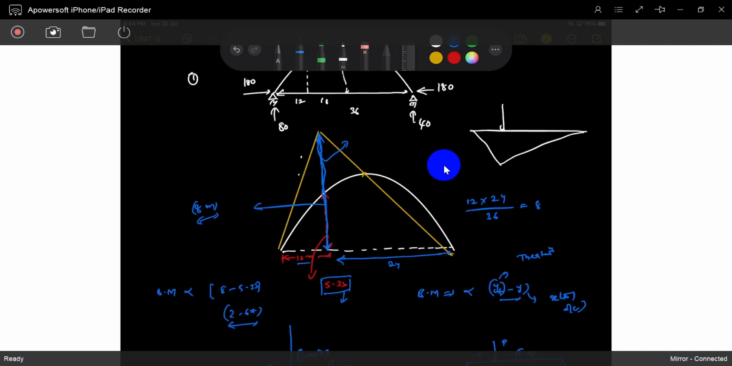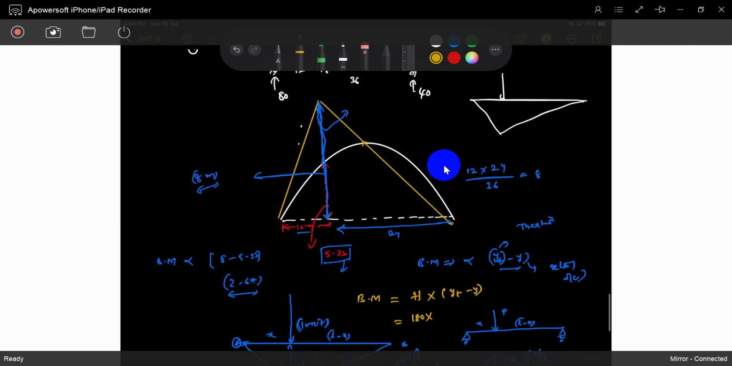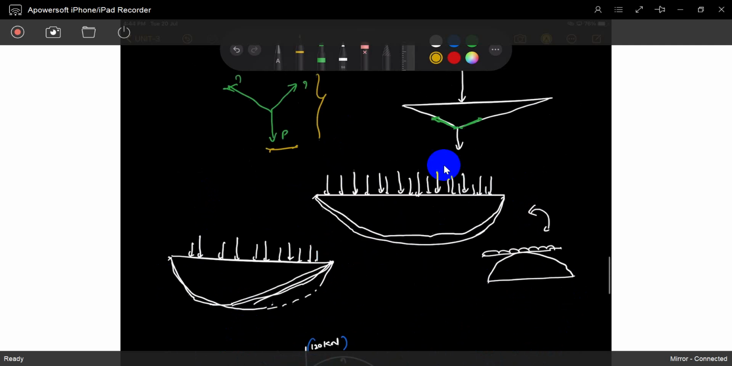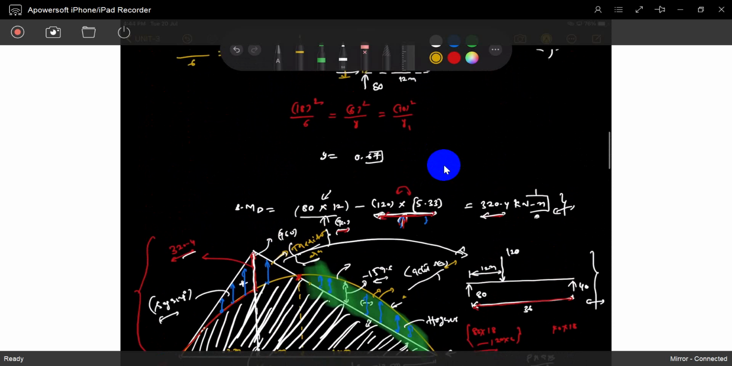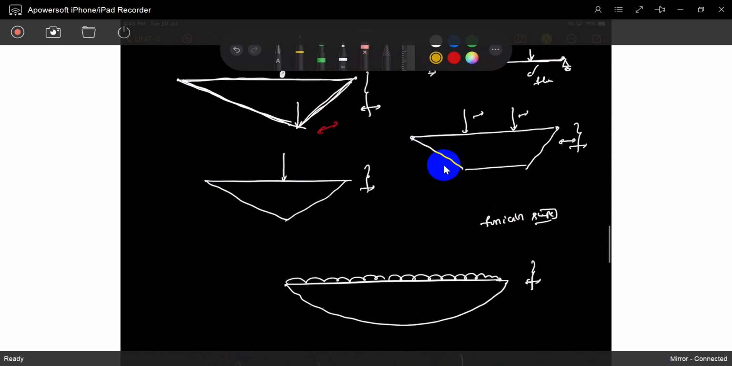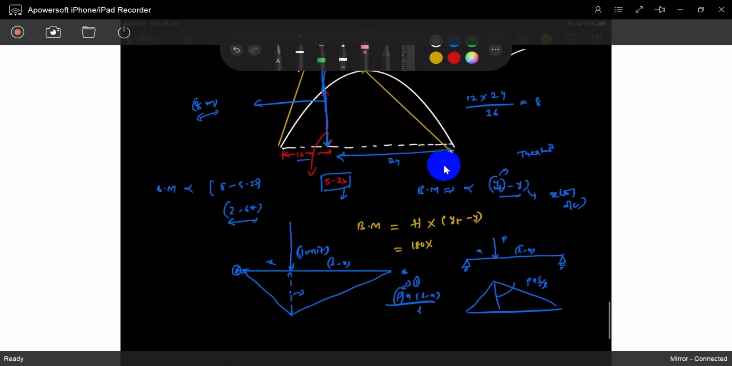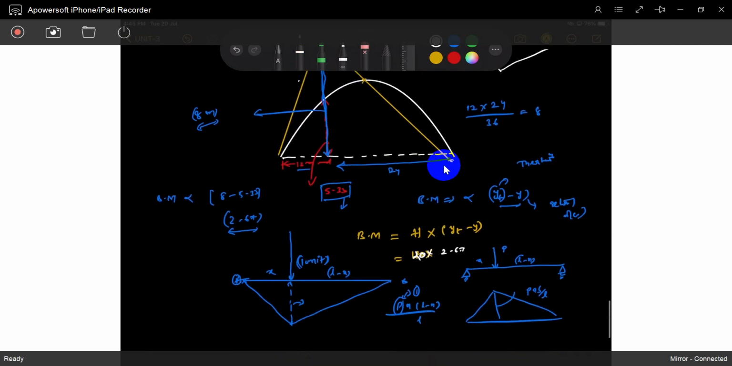Sir, why did you take only one unit, not 120? Exactly, the bending moment is equal to H multiplied by yt minus y directly. So what is H? H is directly 180. What is the horizontal reaction? It's 120, sorry. This is 120. So 120 multiplied by 2.67.